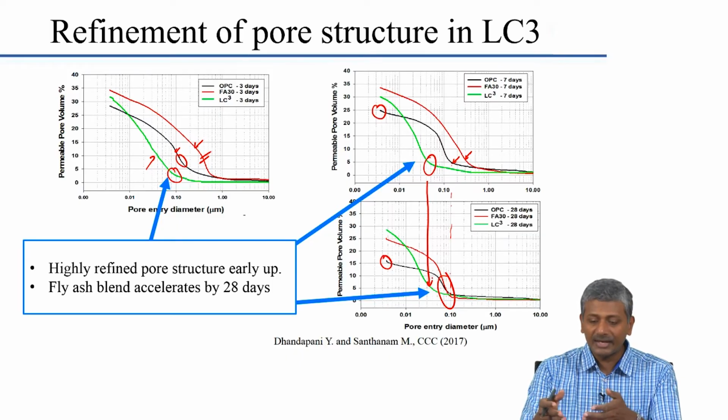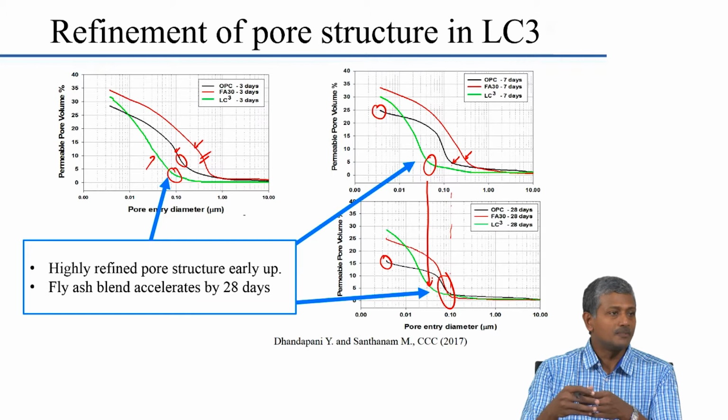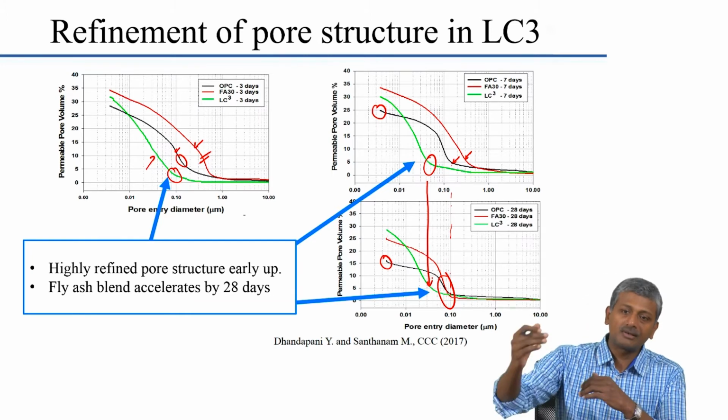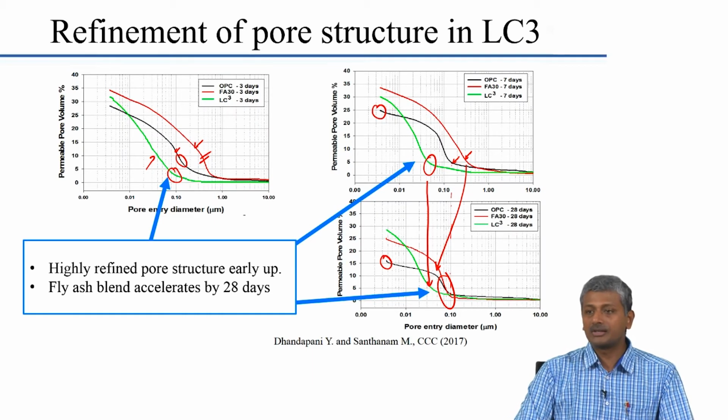On the other hand, with fly ash concrete, you know very well that the pozzolanic reaction is much slower, because of which there is a substantial reduction in the pore sizes from 7 days to 28 days in the case of fly ash.